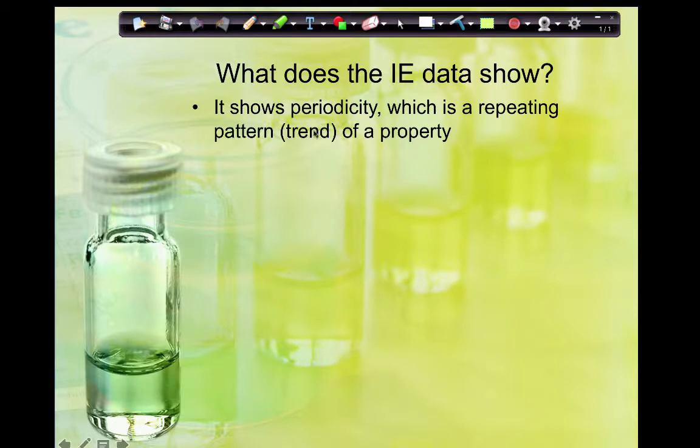So, what does all of the data show us? If we were to gather the ionization energy for all of the elements, it shows us there's a repeating pattern. As we go down the group, we're going to see a decrease in ionization energy. As I go across the period, we're going to see an increase.